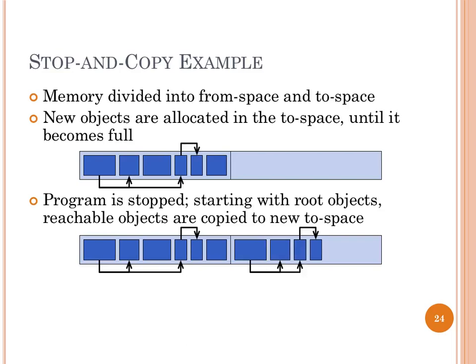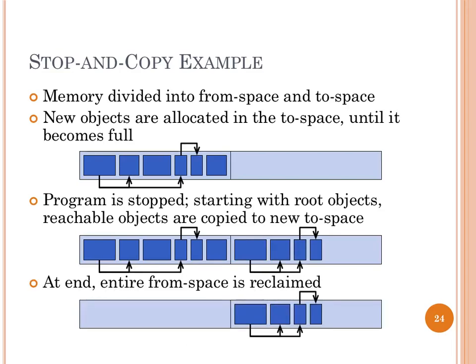Now you notice that we had two objects that were not reachable for whatever reason. But the nice thing is that we can just say this whole space is now available for new allocations. Okay. So is this going to prefer long-lived objects or short-lived objects? What's going to make it do less work? Where's the work?